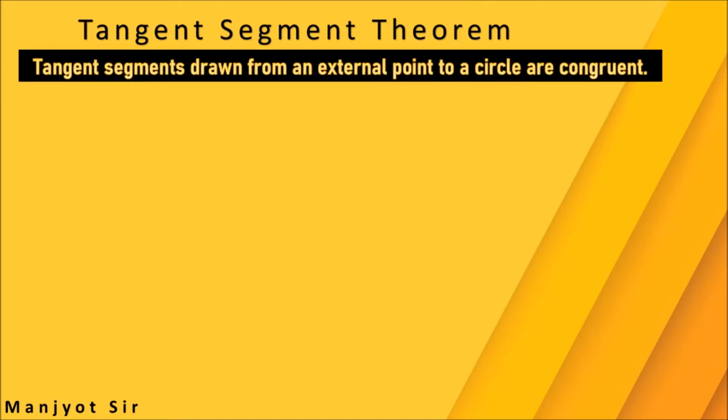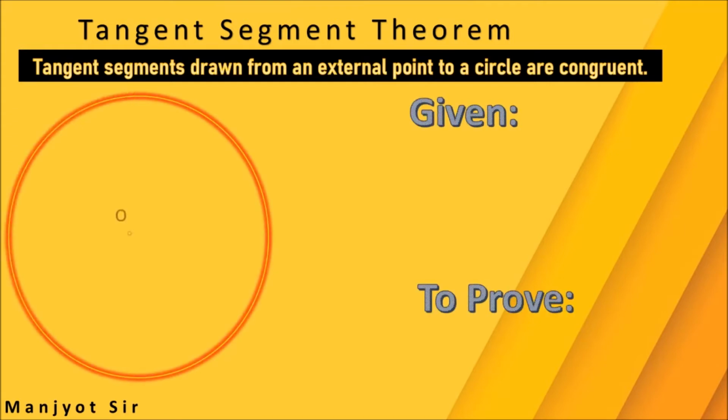Let's understand this statement part by part. To understand this, let's first have a circle with center O. According to this statement, there should be tangent segments from an external point. So let's have one external point M. If you observe over here, we have a circle with center O, and point M is an external point, or you can say point M is in the exterior of this circle. So you can call point M an external point.